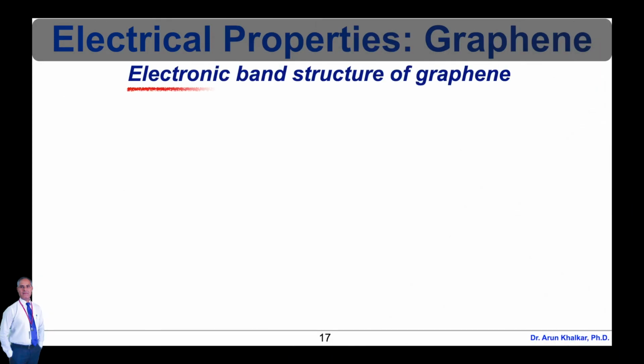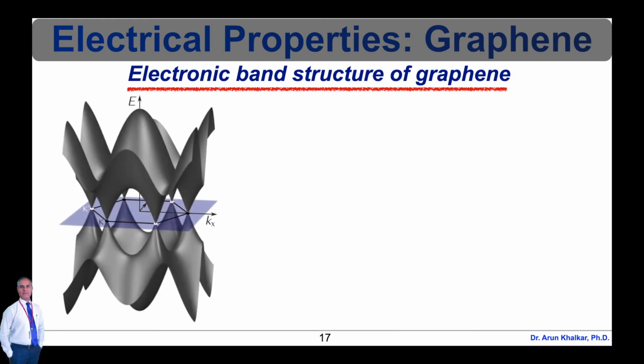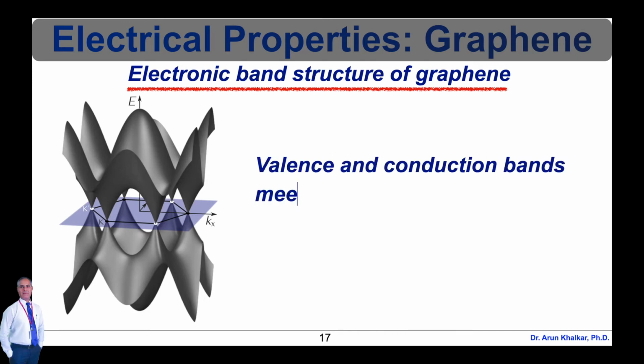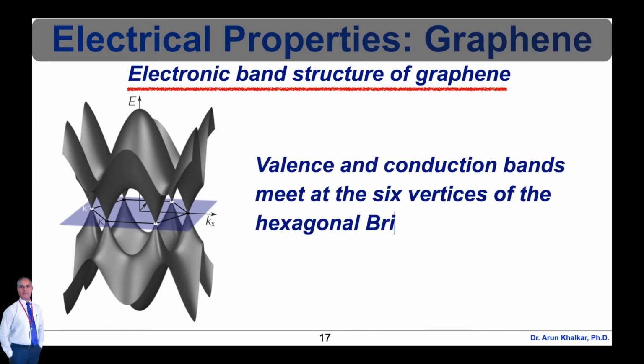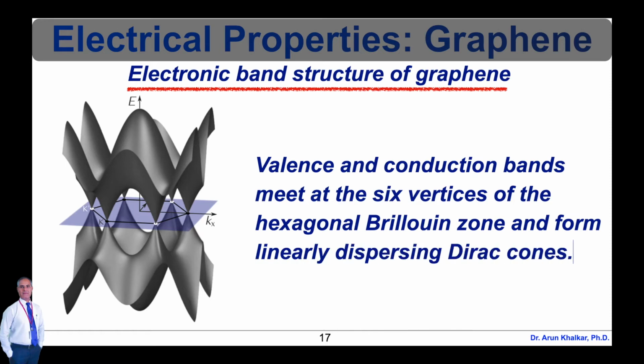Now let's see the electronic band structure of graphene. Valence and conduction bands meet at the 6 vertices of the hexagonal Brillouin zone and form linearly dispersing Dirac cones as shown in this figure. Graphene is a zero-gap semiconductor because its conduction and valence bands meet at the Dirac points.